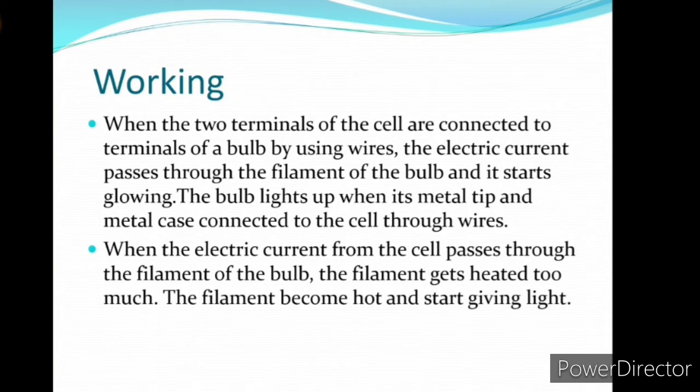When the electric current from the cell passes through the filament of the bulb, the filament gets heated too much. The filament becomes hot and starts giving light. This is all about the construction and working of the bulb.